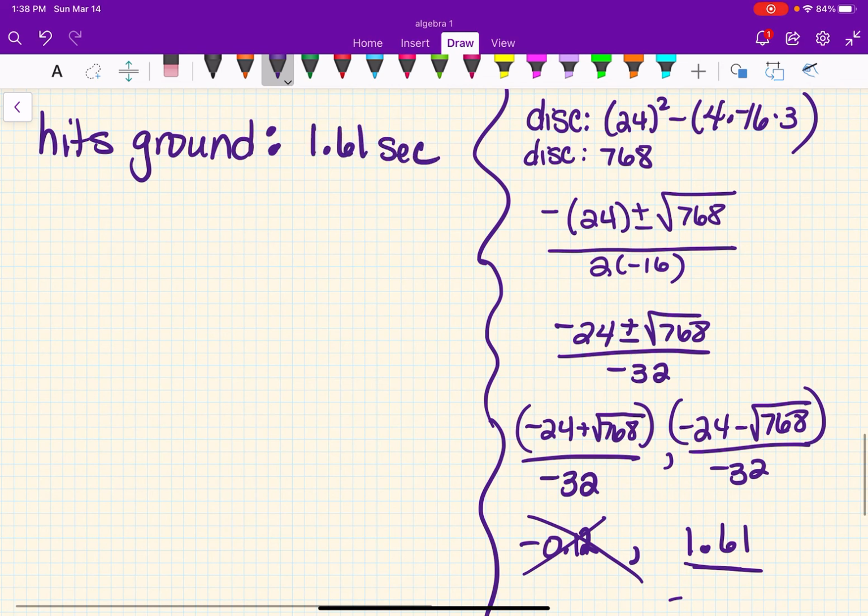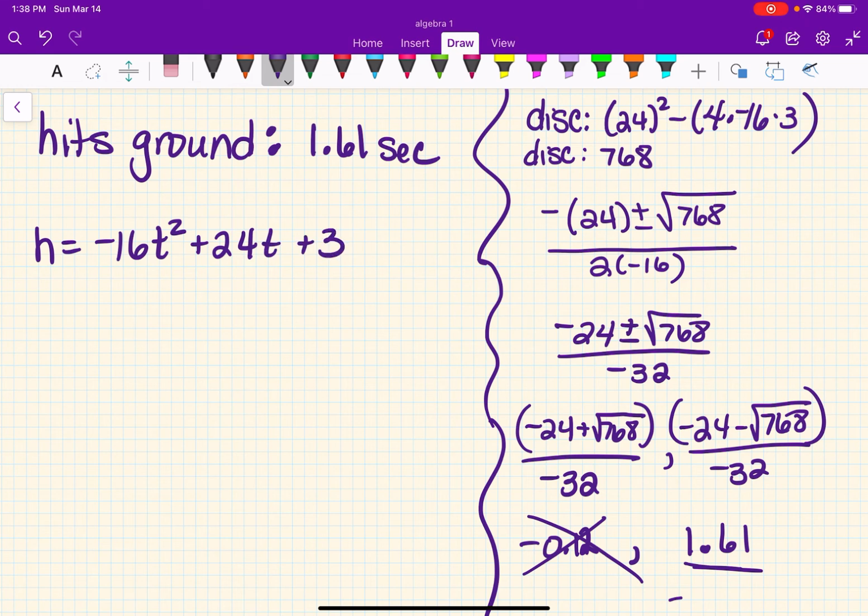So that's going to help us when we need to graph it. But we also need a vertex to graph it. So now it's time to do our vertex. So we have h equals negative 16t squared plus 24t plus 3. Let's find our vertex. To find the t value of our vertex, or our x value, negative b all over 2a. Let's see if this comes out nice.